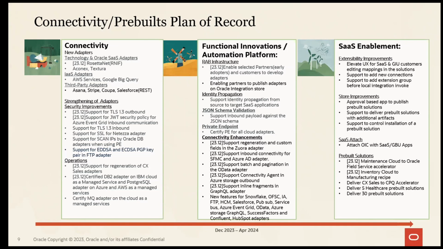So we can see new adapters on the way for AWS and for Google BigQuery. In 23.12, we've delivered the Rosetta Net adapter, and of course this is required for the B2B Rosetta Net implementation there. Other adapters that are on their way: Asana, Stripe, Coupa, Spend Management, and Salesforce for its REST support and so on. You can see here, of course, there's strengthening of current adapters, security improvements for many of these adapters. So we do often have enhancements in respect of new functionality for the adapters, but again, you can see here also security improvements.